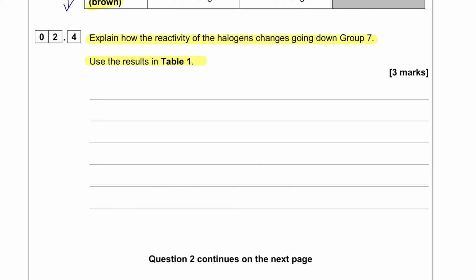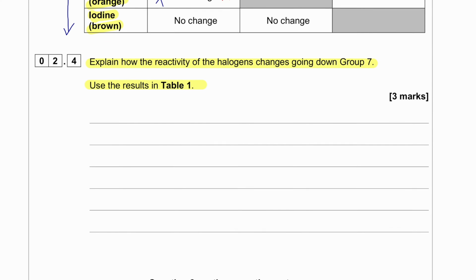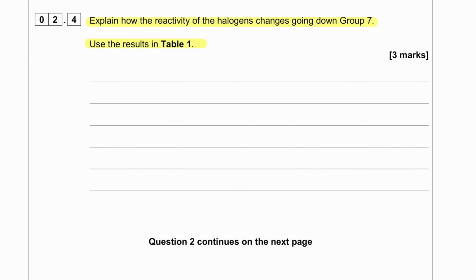So our answer should be written in a chronological manner, according to what we have understood from this particular observation. So the first thing that we're going to conclude is the reactivity decreases down group 7.